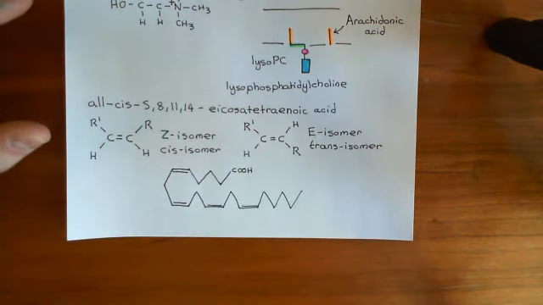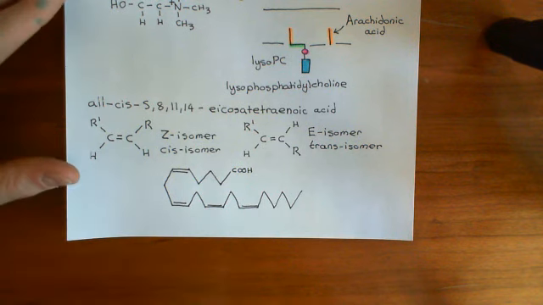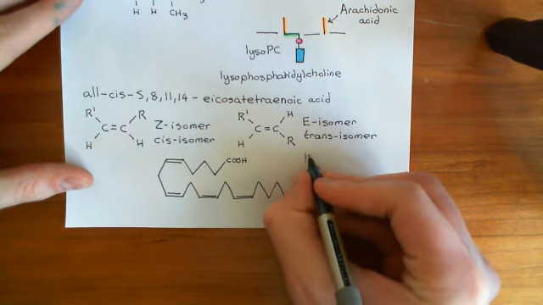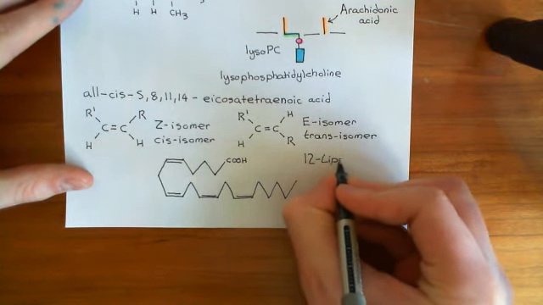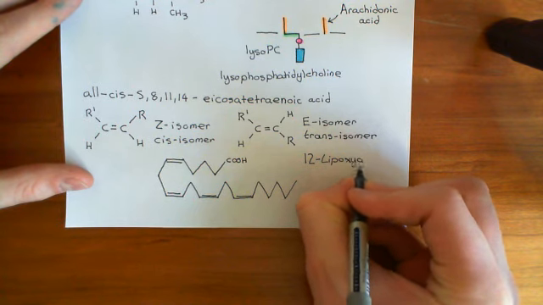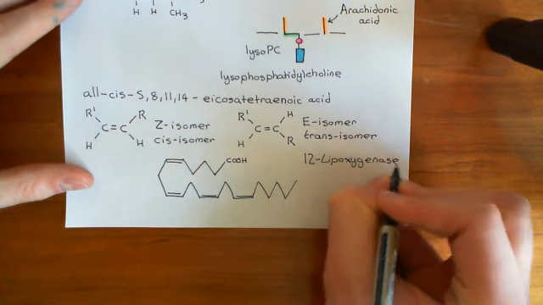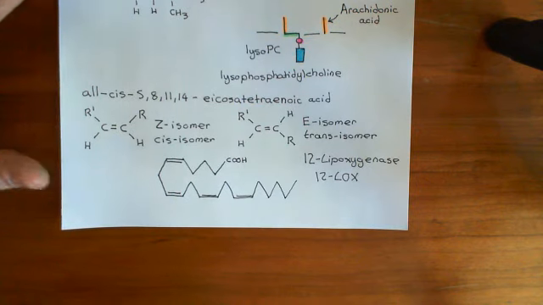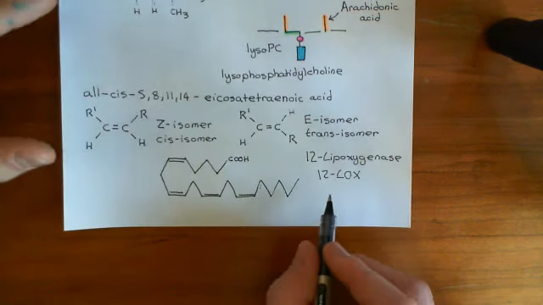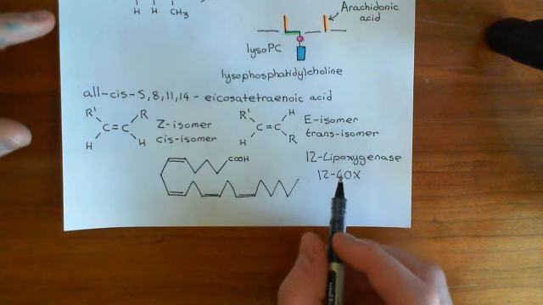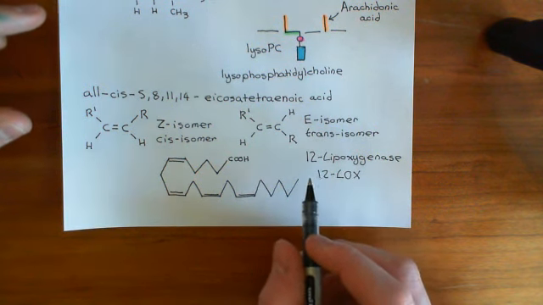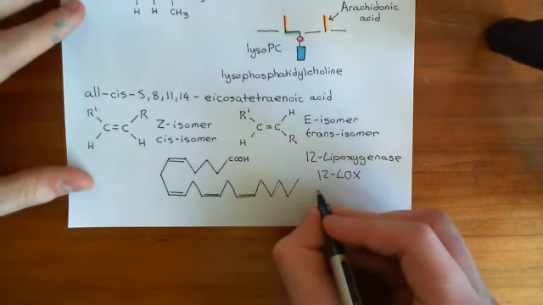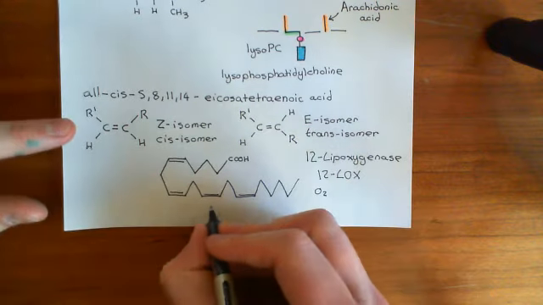This is arachidonic acid. Now, the first thing that is going to happen is that this molecule is going to be acted upon by an enzyme known as 12-lipoxygenase, which for short is often abbreviated to 12-LOX. So L for lipo and then OX for oxygenase. So 12-LOX is going to work on it. Now, what is it going to do? Well, basically, it's going to bring in a molecule of oxygen, and it's going to add it into this molecule.